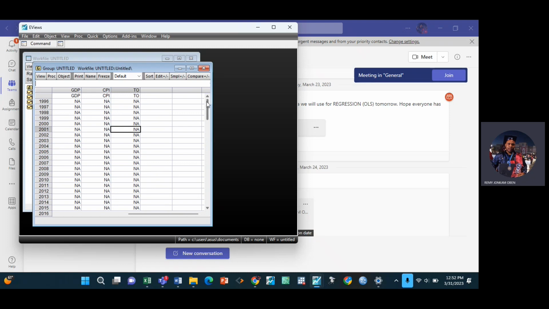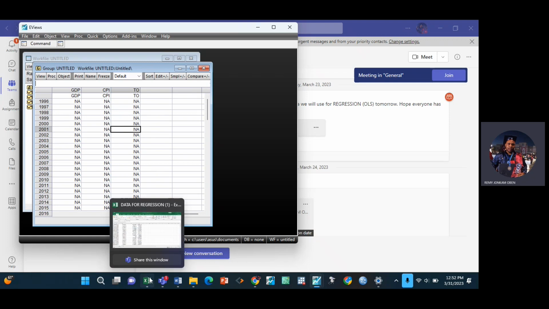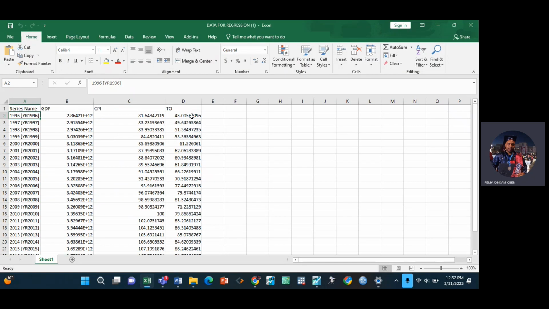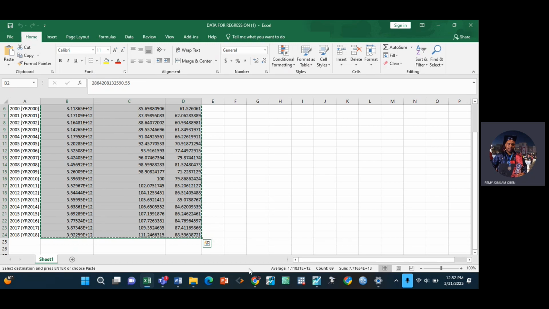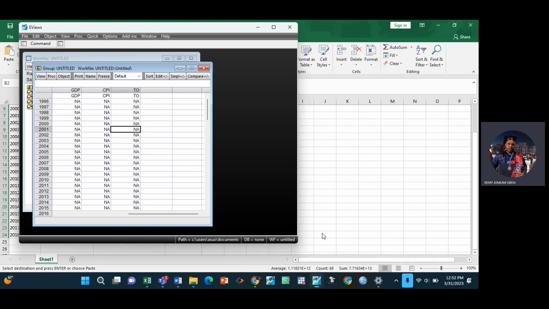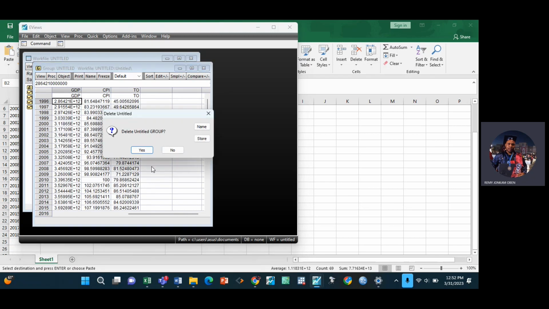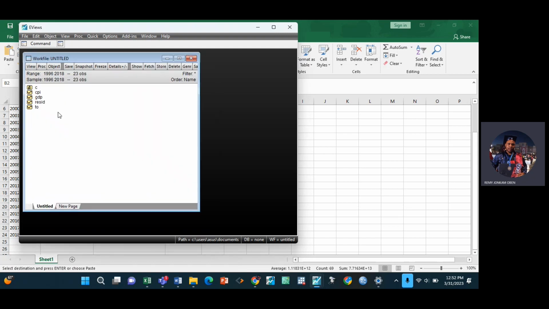Now I just have to copy my data from Excel and paste on eViews. You know all of this. So I'm going to copy just the variables, by the way, just the numbers. And I'm pasting on eViews. Paste on the first cell here, very first cell. And then you can close this. It doesn't matter because the data is there.